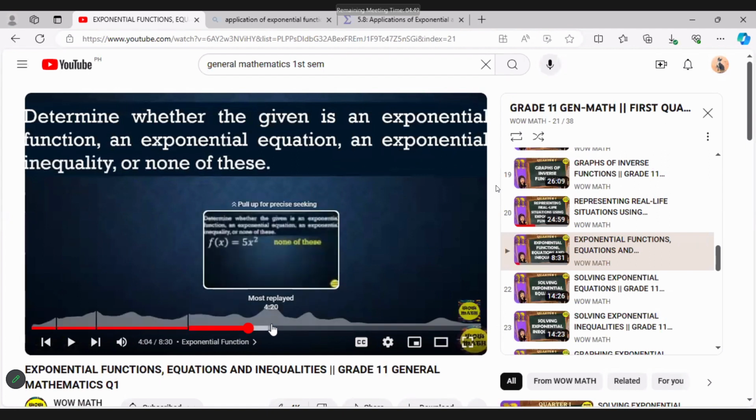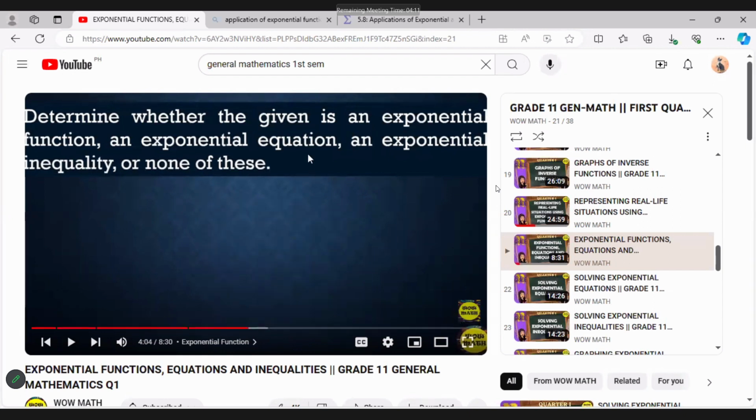So again, an exponential expression has no equal sign. An exponential equation has an equal sign. It is an equality of two exponential expressions or two or more exponential equations. An inequality uses the symbol greater than, less than, or greater than or equal to, or less than or equal to. An exponential function uses f of x. Are we clear on that?